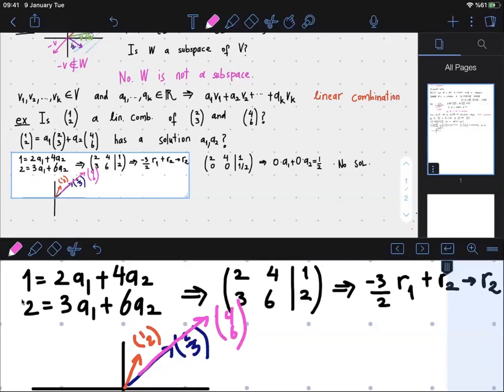So the question is this: can I reach this direction of 1, 2 by using these two directions? And the answer is no. No matter how I choose A1 and A2, I will always remain on the same line, okay? These two vectors, 2, 3, and 4, 6, lie on the same line, and if I multiply them by numbers and add them, it will still lie on the same line. So I cannot reach this vector 1, 2. Okay, so this is the geometric idea.